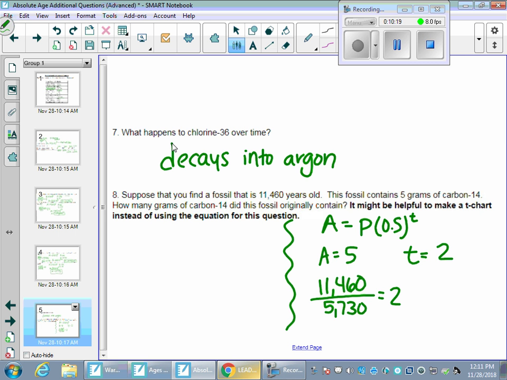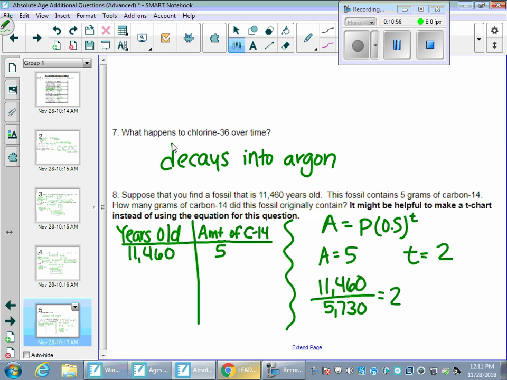Sometimes people are like, whoa, that's way too much. There's another way you can do this by making what's called the T-chart. If you put years old and amount of carbon-14, you can set this up and work your way backwards. I know that this fossil is 11,460 years old, and at that point in time it had 5 grams of carbon-14. I can go backwards and calculate this.